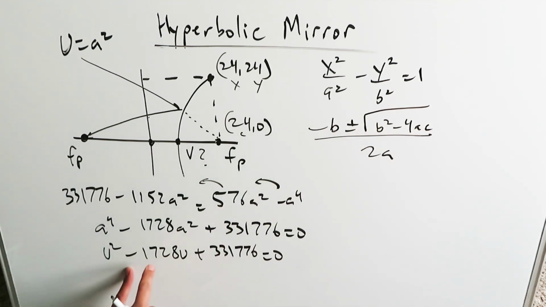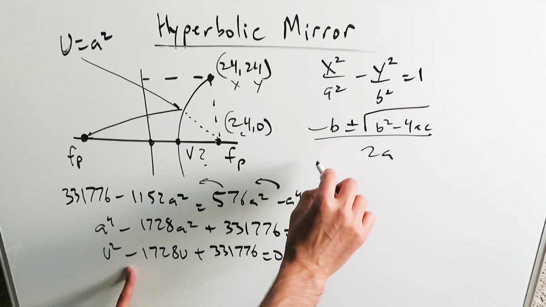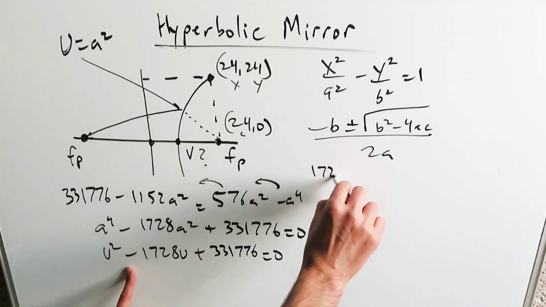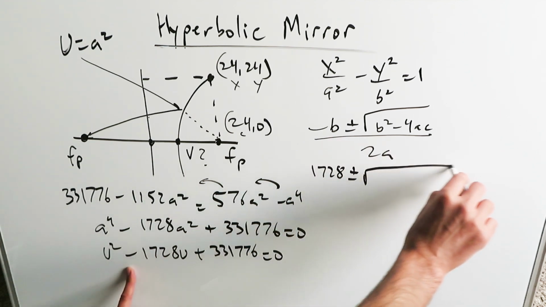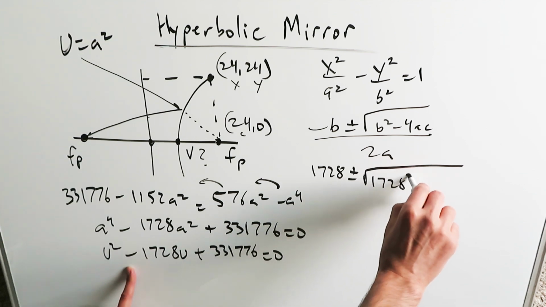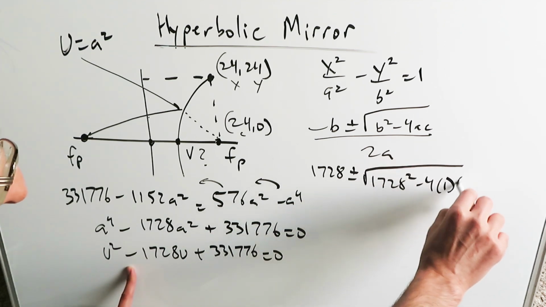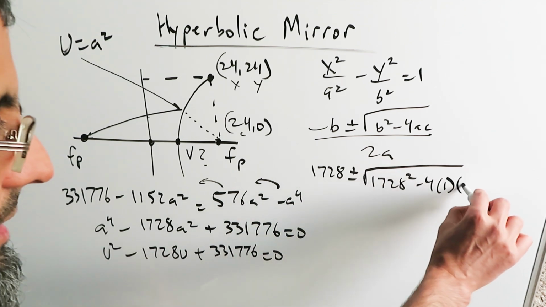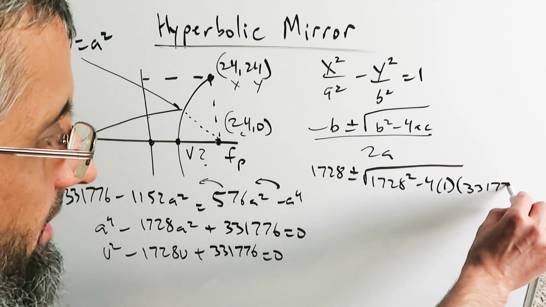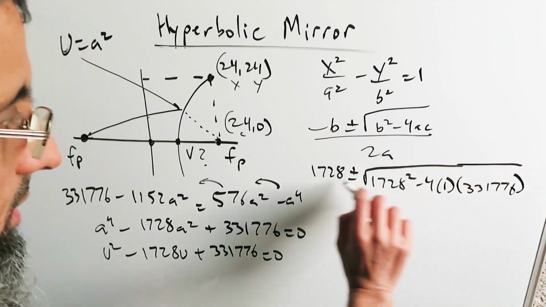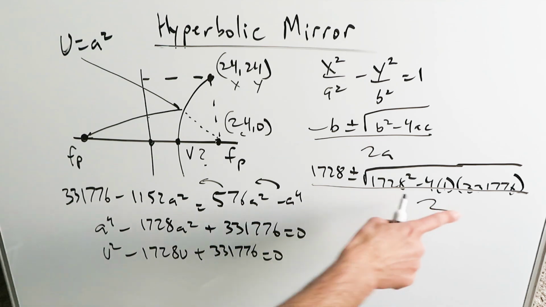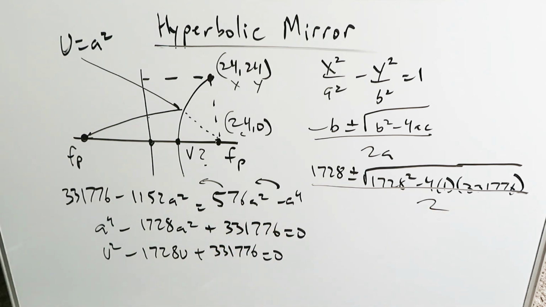Let's compute it. I have a 1728, which is a minus B, so I have a minus which is a positive 1728 plus or minus the square root of 1728 squared minus 4 times 1 times C, which is 331,776, all over 2. I kind of ran my line over my own writing, but you all know what it is. So let's solve this out.